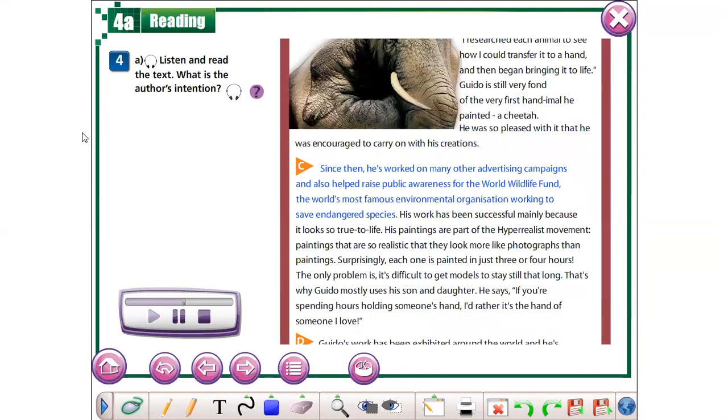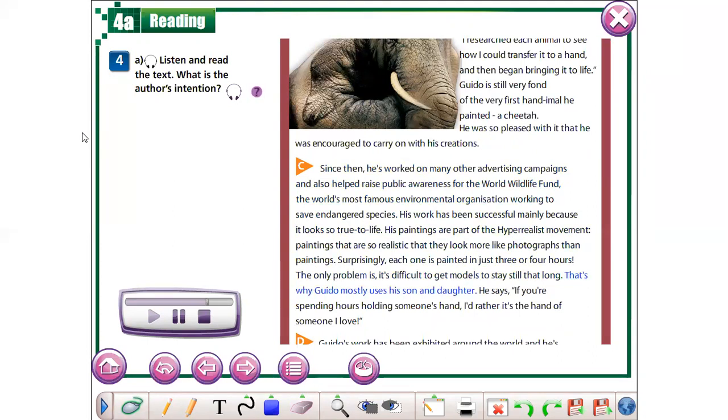Since then, he's worked on many other advertising campaigns and also helped raise public awareness for the World Wildlife Fund, the world's most famous environmental organization working to save endangered species. His work has been successful mainly because it looks so true to life. His paintings are part of the hyper-realist movement, paintings that are so realistic that they look more like photographs than paintings. Surprisingly, each one is painted in just 3 or 4 hours. The only problem is, it's difficult to get models to stay still that long.